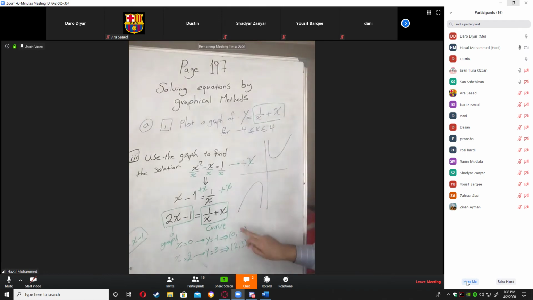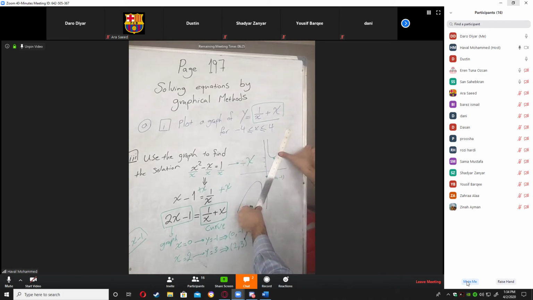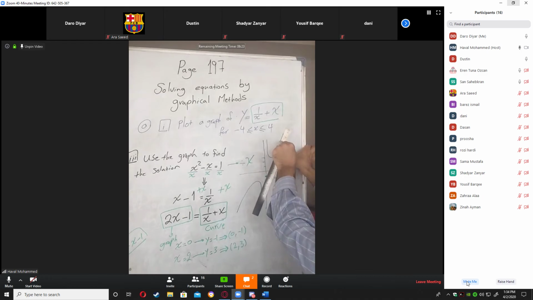Now we will plot these 2 points here. 0 and negative 1 is that point. The next one is 2 and 3. 1, 2, and 3. That's that point. And now use a ruler and draw a straight line.